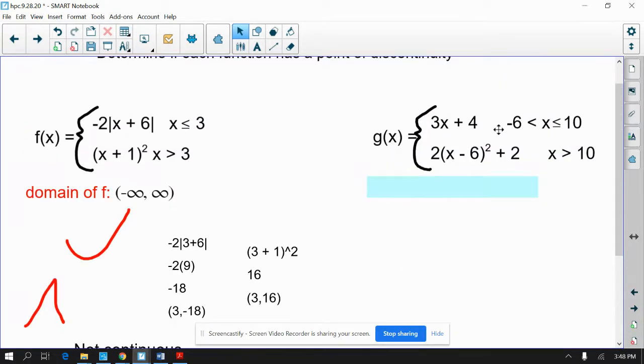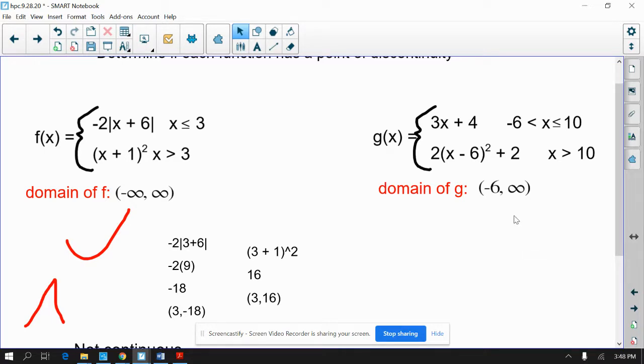What about this guy? Well, I've got a line that only exists from -6 to 10. Lines are continuous. So there's no question here. This part is continuous from -6 to 10. Here's another parabola when x is greater than 10. First of all, the domain is everything from -6 to infinity. When x is greater than -6, all the x values are accounted for all the way up to infinity.